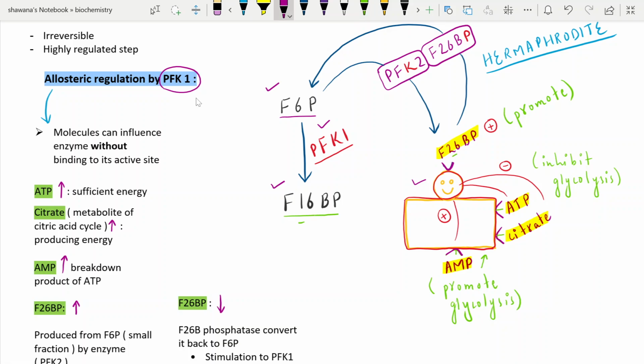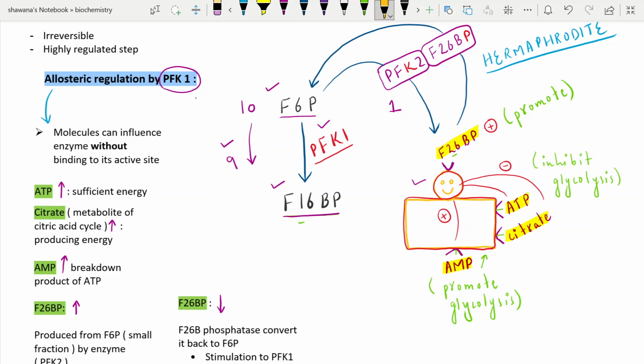In the formation of fructose 1,6-bisphosphate, for example, there are 10 fructose 6-phosphate. 9 will convert into fructose 1,6-bisphosphate, okay, and 1 will convert into fructose 2,6-bisphosphate, and this fructose 2,6-bisphosphate will promote PFK1 to proceed with glycolysis and convert these remaining 9 immediately to fructose 1,6-bisphosphate. It's a very important regulation by which this enzyme is going to proceed glycolysis forward.